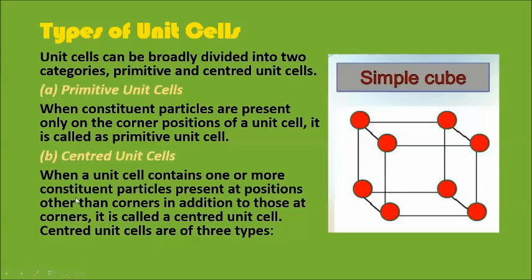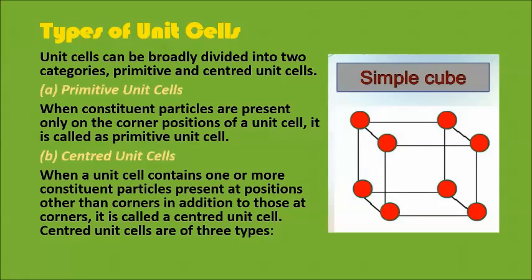Next one is the centered unit cell. A centered unit cell is defined as when a unit cell contains one or more constituent particles present at positions other than corners, in addition to those at the corners. That means a simple cube will already have the 8 corners, 8 constituent particles, but other than this, there are other positions where constituent particles are present. If more than these 8 corners have constituent particles, then we can name it as a centered unit cell.